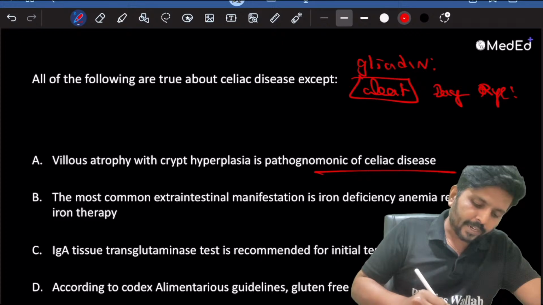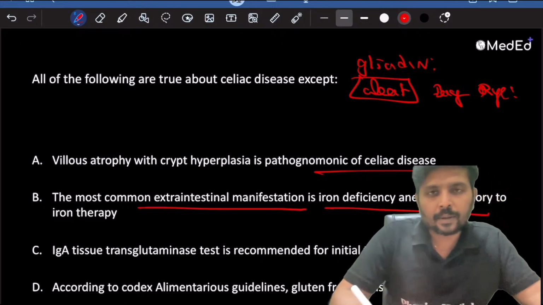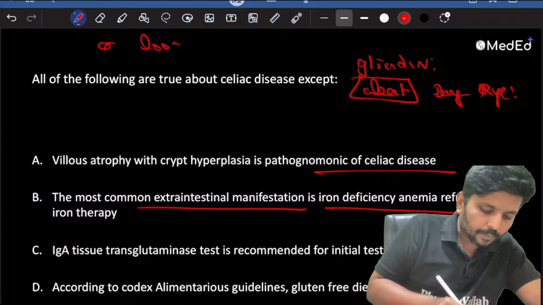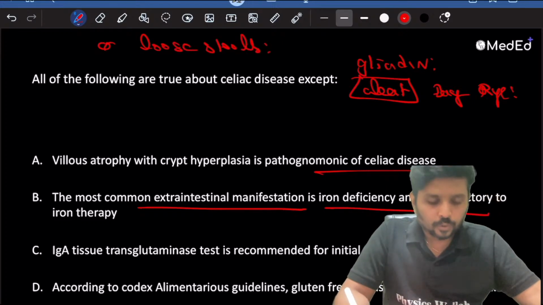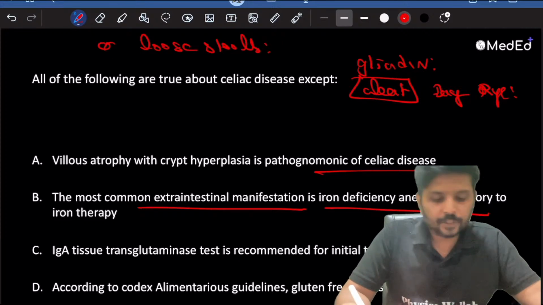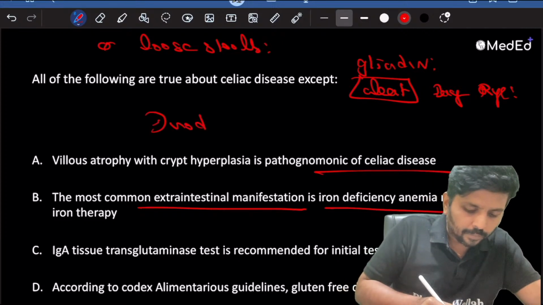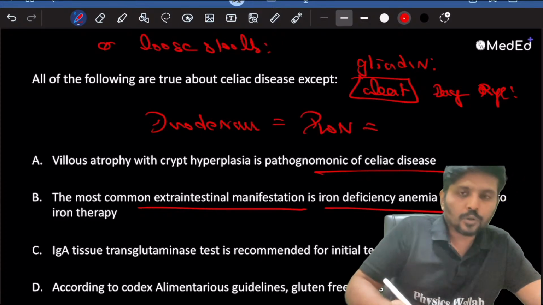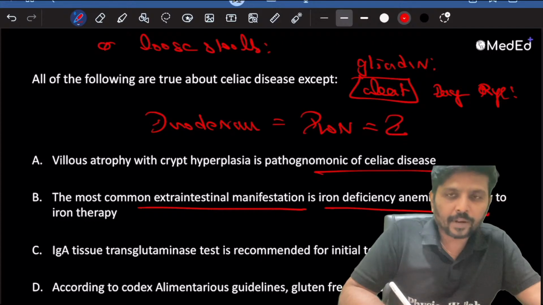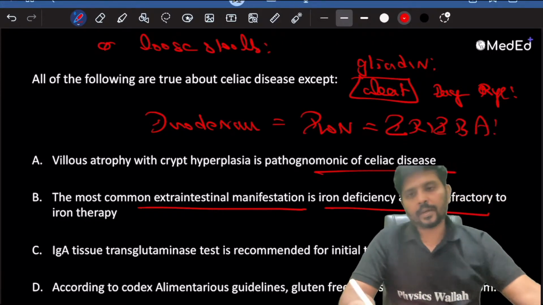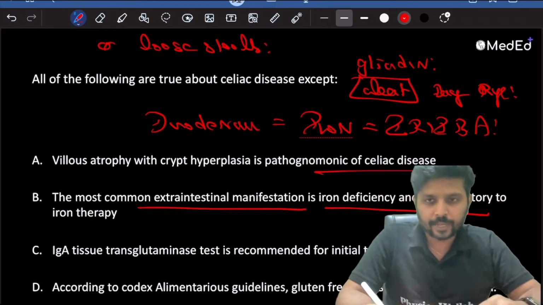Any malabsorption will lead to loose stools. Here, the most common site of injury is the duodenum, where iron is absorbed. So what will happen? Even when you give iron, you will have iron resistant iron deficiency anemia.